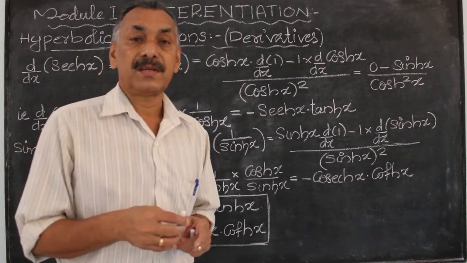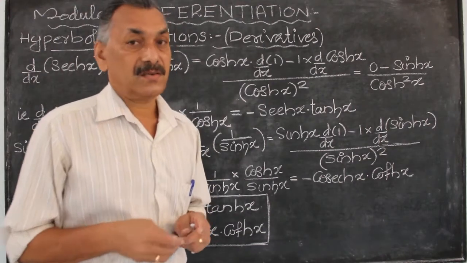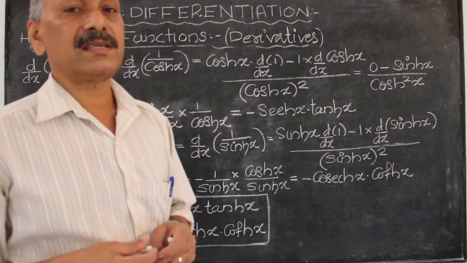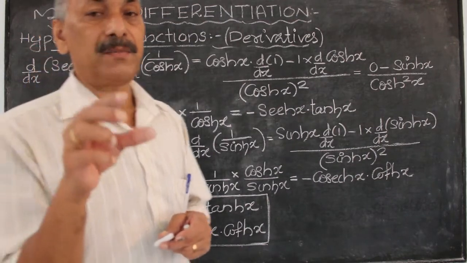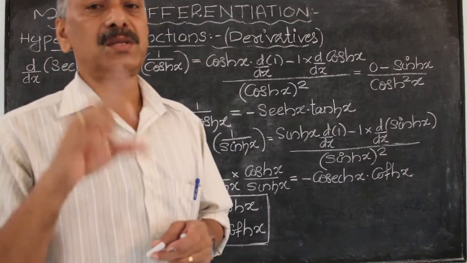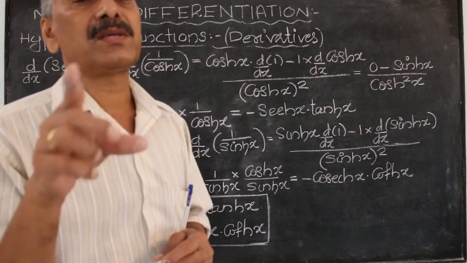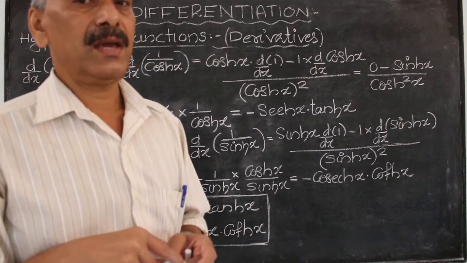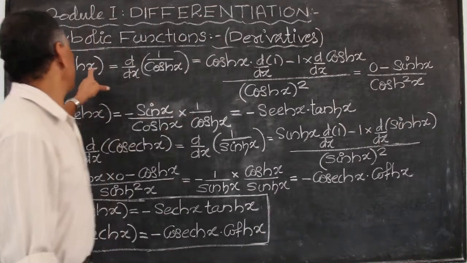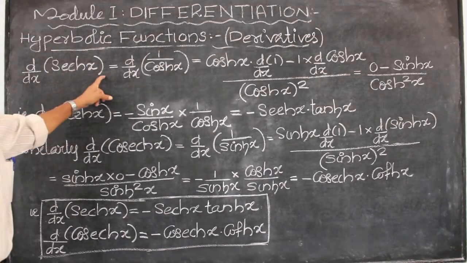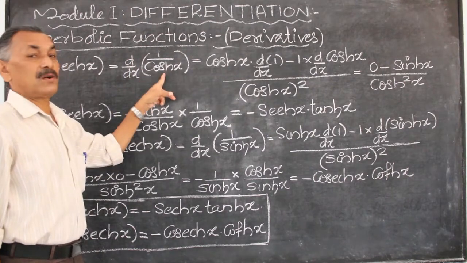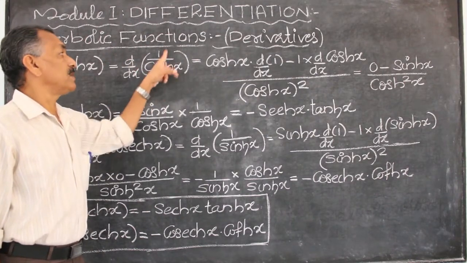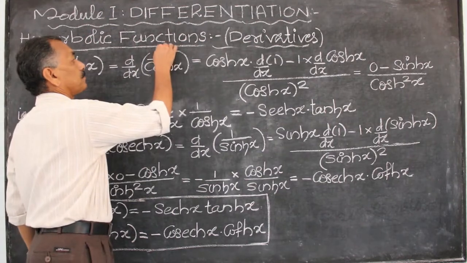Next we consider the derivative of sech x. What is sech x? Sech x is equal to 1 divided by cosh x, that is 2 divided by e raised to x plus e raised to minus x. Derivative of sech x is equal to d by dx of sech x. Sech x means 1 divided by cosh x.